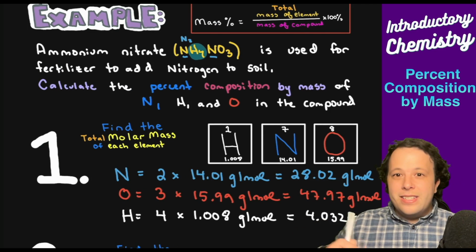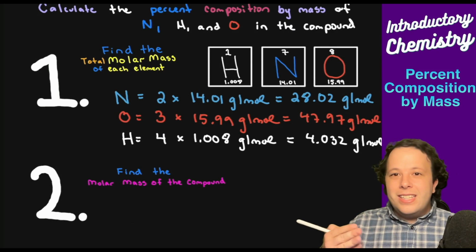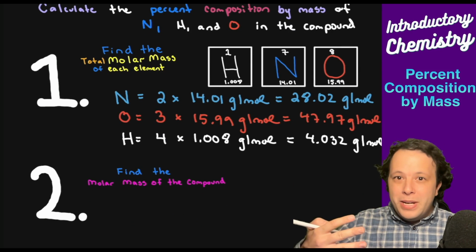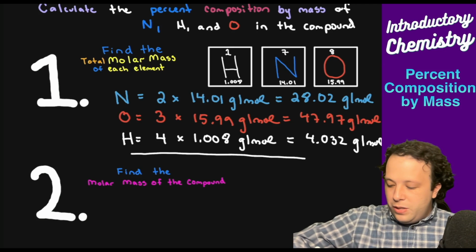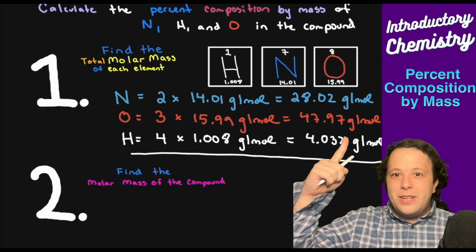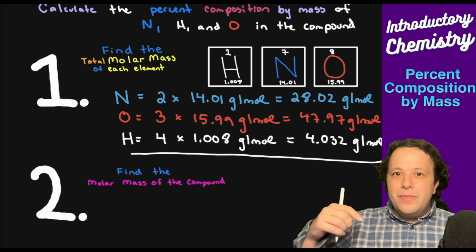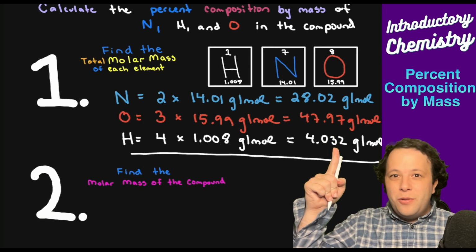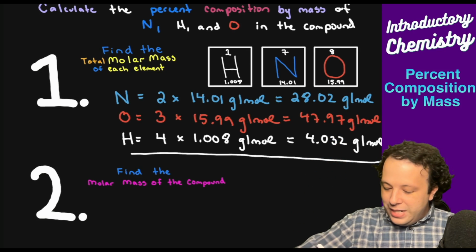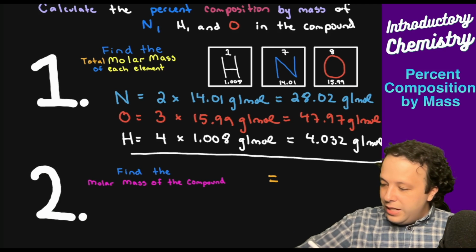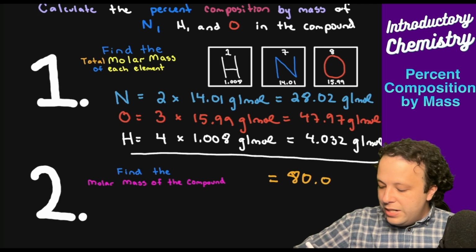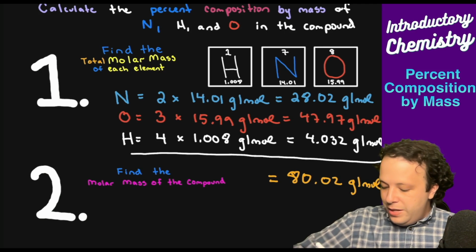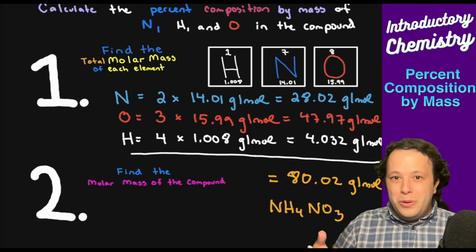Now, the good thing about this is that by counting all these elements, this allows us to figure out exactly what the total molar mass is of the entire compound. Because what we're going to do is take all these values that we have here and add them all up. So we'll take that 28.02 plus the 47.97 plus the 4.032. And what we're going to get is the total molar mass here. So when we do that, we'll get a total mass of 80.02 grams per mole for NH4NO3. Okay, so that is the total molar mass.